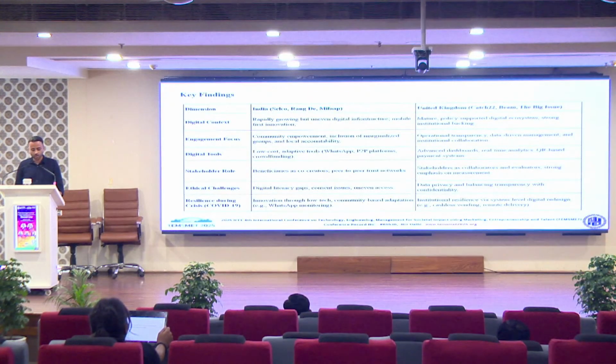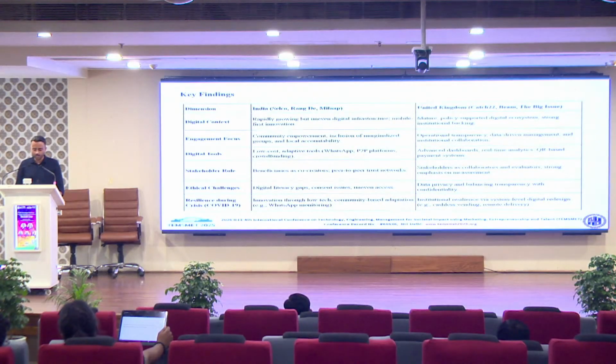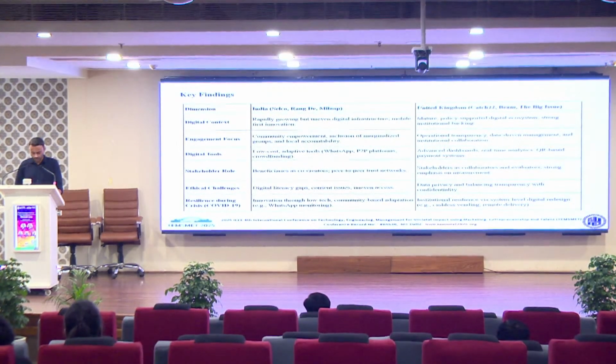In terms of stakeholder roles, in India it is seen that beneficiaries are co-creators and peer-to-peer trust networks, and in the United Kingdom, stakeholders are seen as collaborators and evaluators. So the ethical challenges in India are digital literacy gaps, consent issues, and uneven access, whereas in the UK it is data privacy and balancing transparency with confidentiality.